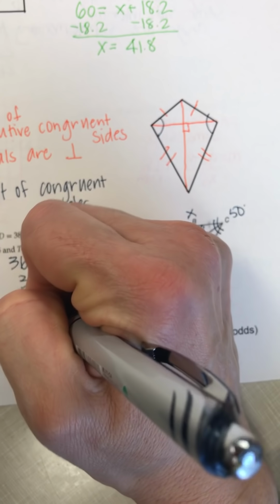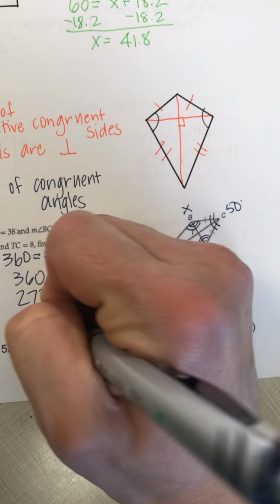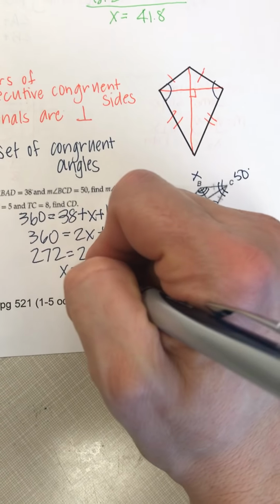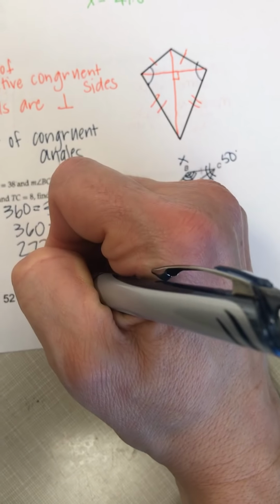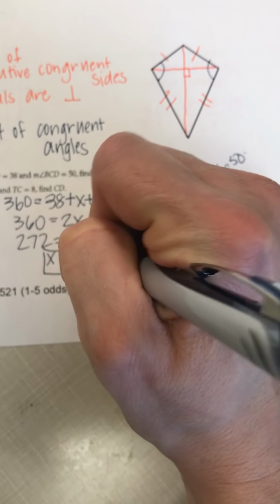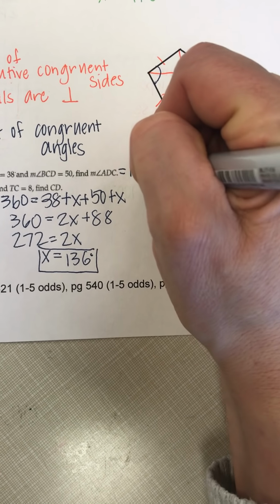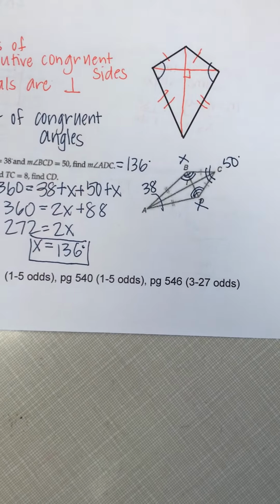So I get 272 equals 2x. So I find out that x is 136 for each of those angles. So ADC is 136. They both would be.